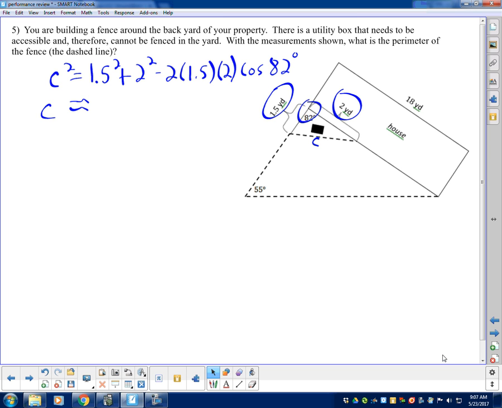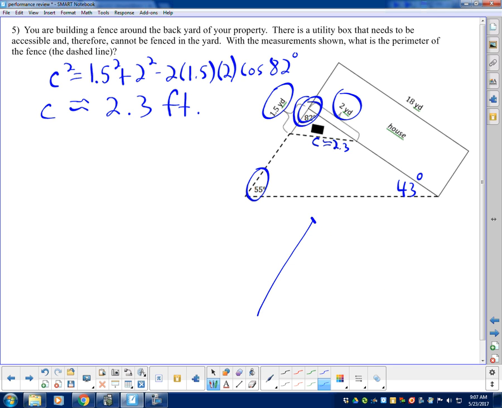What did you guys get for C? 2.3, okay. That sounds about right. So we've got that piece right there. So C is equal to about 2.3. Now, because this is 82 and this is 55, so we've got an 82, 55, that makes this a 43 degrees. So if I pop out this triangle, I've got this non-right triangle with an 82, a 43, a 55.